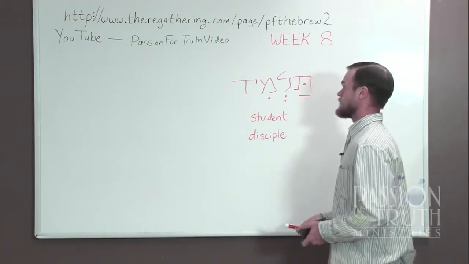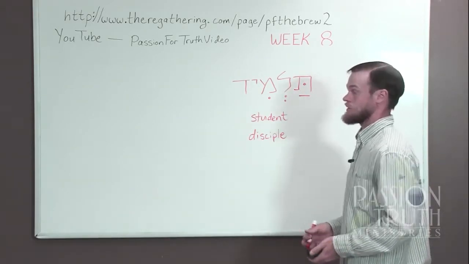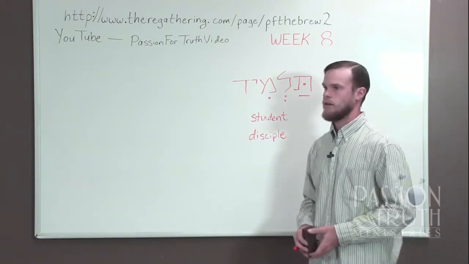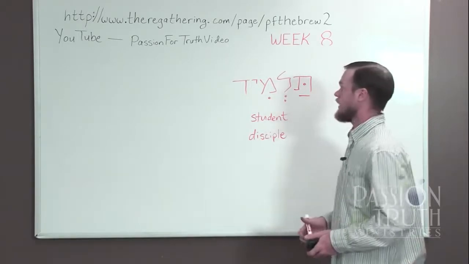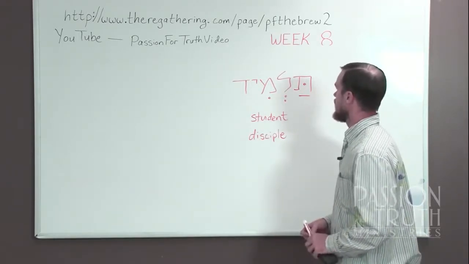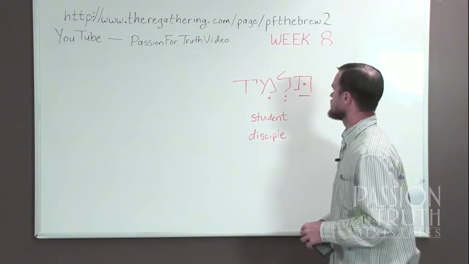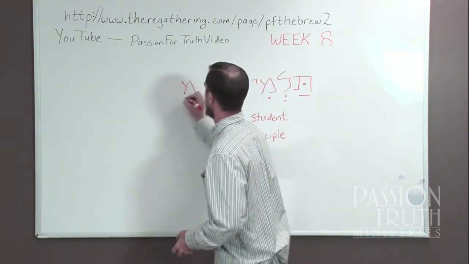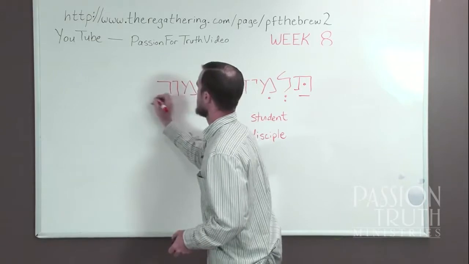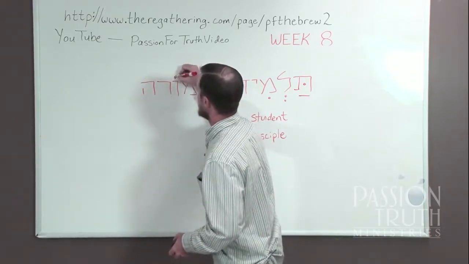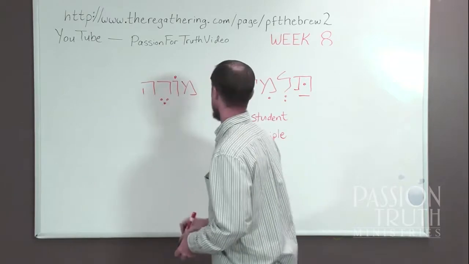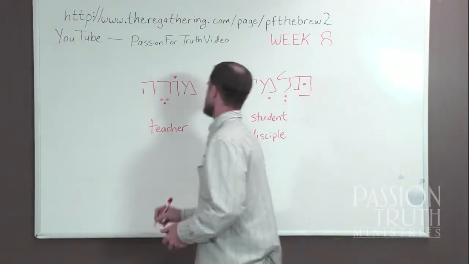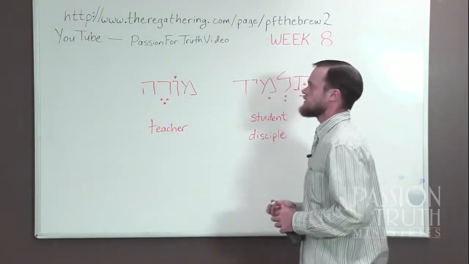Talmid is linguistically related to the word Talmud, which is the sort of collection of the teachings of the rabbis, the Talmud. And along with the student, we have moreh. Moreh is a teacher. Which isn't related to rabbi. No, Moreh is not related to rabbi.